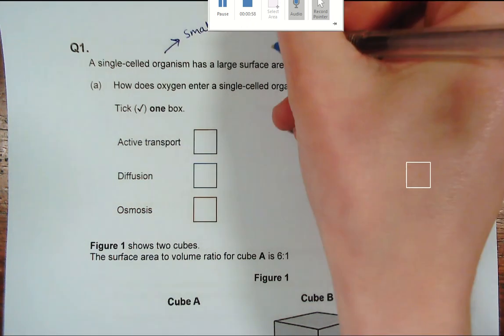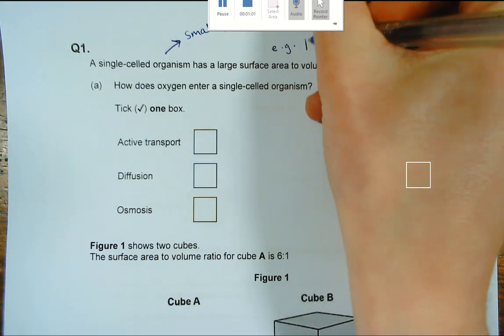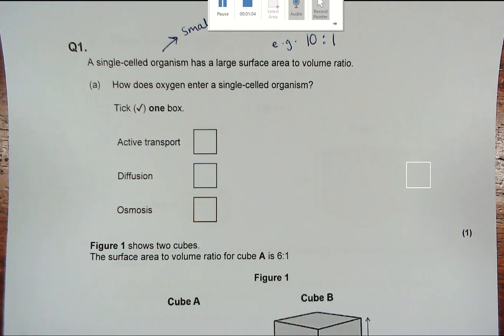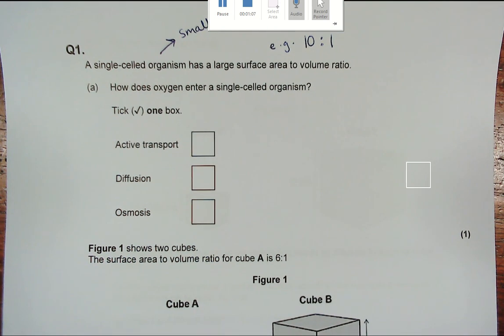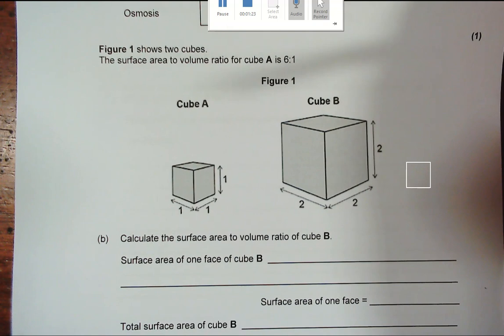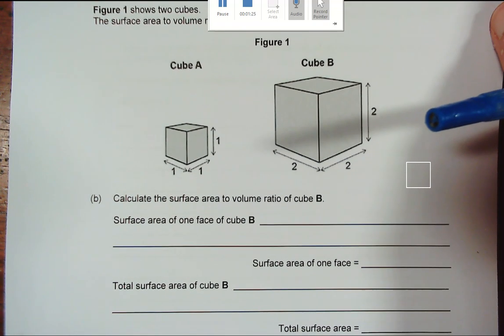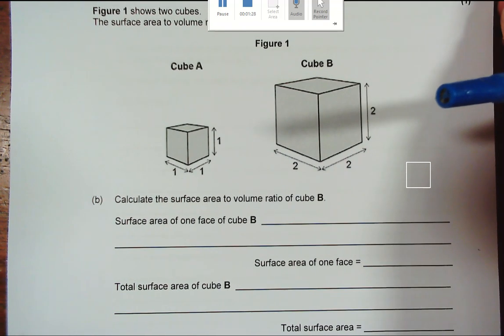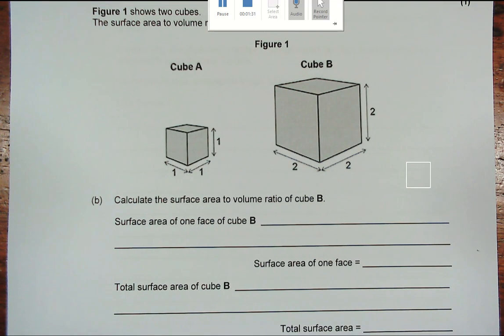So we could have a number here like 10 to 1 or 6 to 1, as the example below will show us. So when we have single-celled organisms that are really small, it is possible to transport everything we need into that cell via diffusion, which is a passive process. This question is really nice because it steps through how we work out surface area to volume ratio, and then we're going to use that knowledge to apply it to explain why multicellular organisms cannot use diffusion for transport.